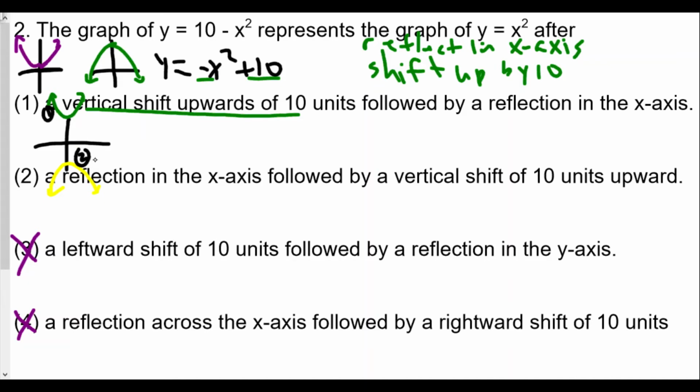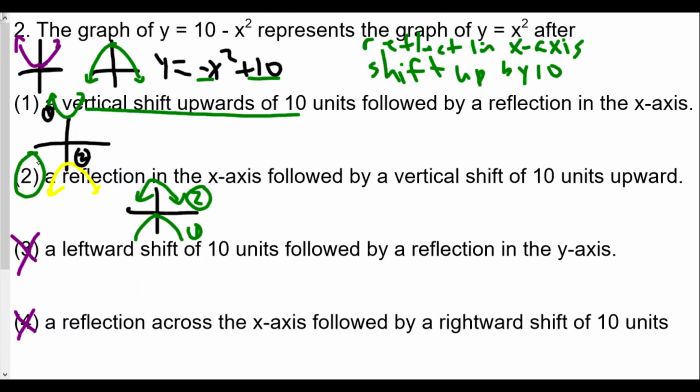That picture doesn't look like what we have on top. Well, for choice 2, a reflection in the x-axis would mean first we have our graph going this way, and then shift it upwards. That's step 1, and then shift upwards by 10. That's step 2. So it looks like, in this case, choice 2 is the correct answer.